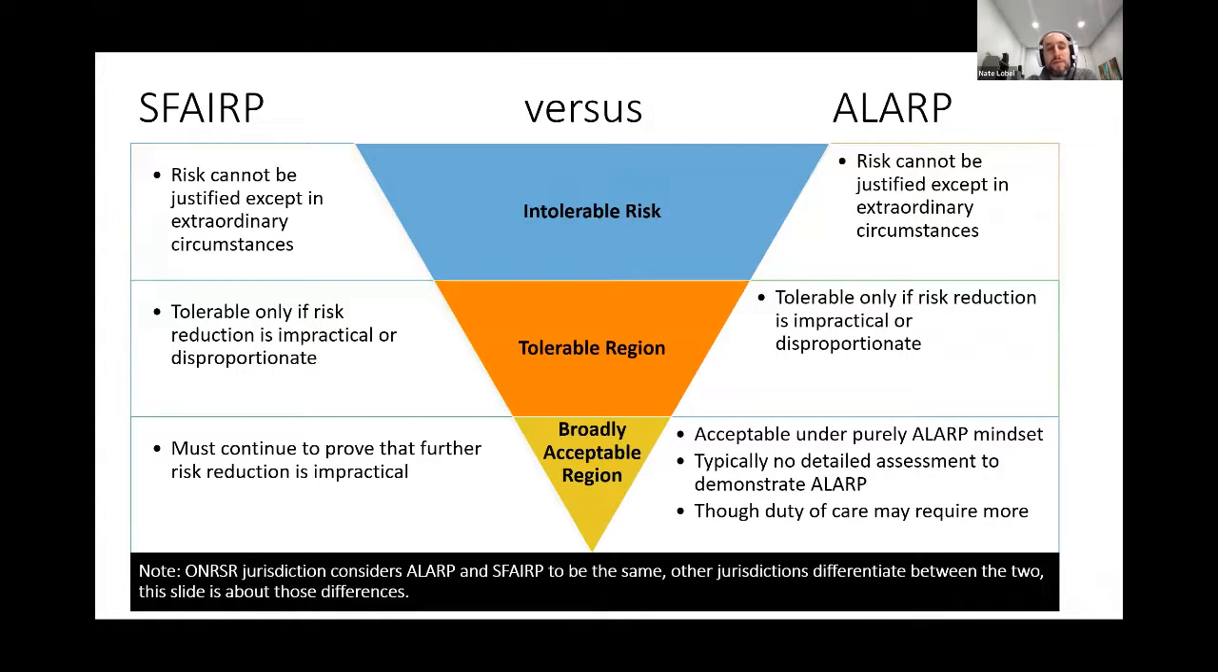Now, earlier I mentioned SFAIRP, which you see in the top left. SFAIRP is a risk reduction framework, is how I would phrase it. It's a mindset that you can use to reduce risk. Another one is ALOP on the top right there, which stands for as low as is reasonably practical. I'm going to briefly touch on these. In Australia, on rail projects, the Office of the National Rail Safety Regulator has very clear guidance saying that these are the same for Australia. Under their purview, they mean the same thing, you continue to use them.